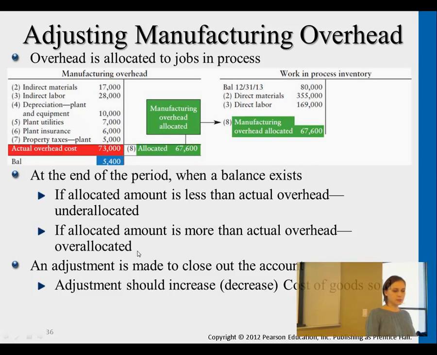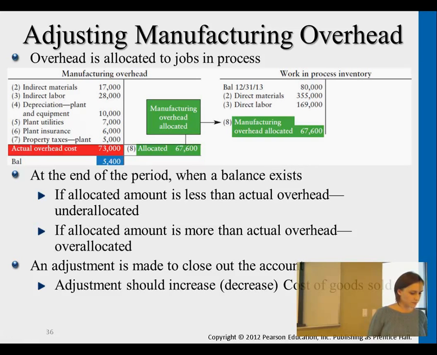So why can something like this happen? Because we use predetermined amounts, right? So sometimes we can be off. So when we are adjusting, should our adjustment in our case increase or decrease cost of goods sold? What do you think? Increase cost of goods sold, right? So our manufacturing overhead allocated is work in process inventory. It's right here. And we have a difference of 5,400. Now we need to adjust.